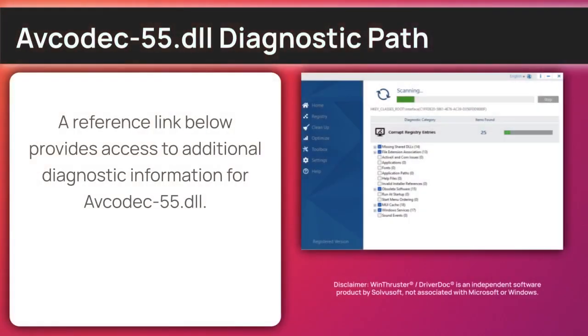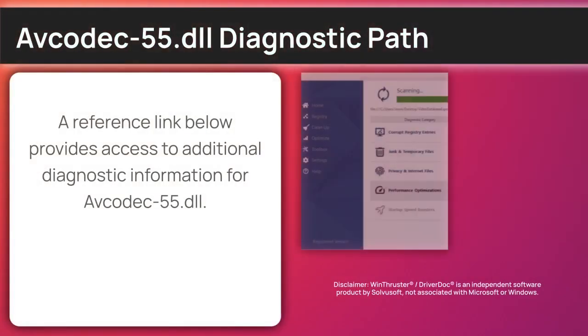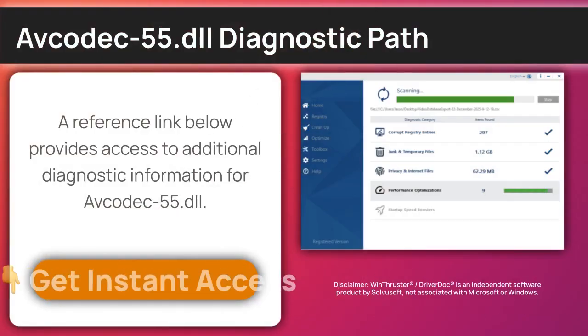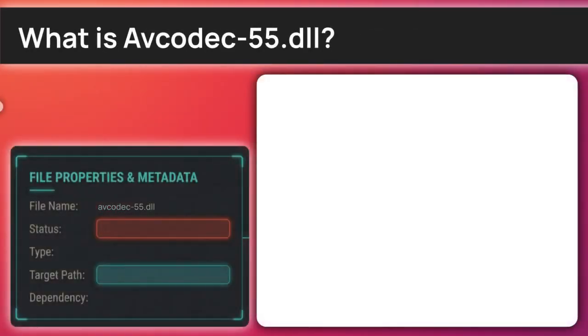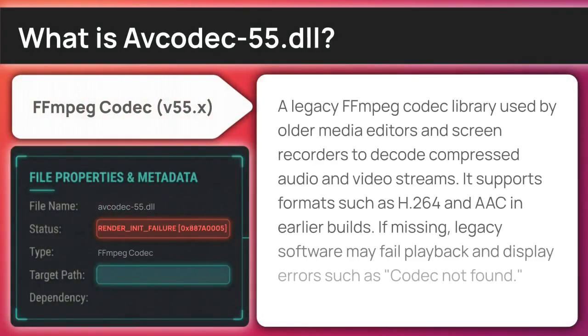To start our guide for audio-video codec 55, you can follow the manual steps or use the suggested tool for workstation health. This is the audio-video codec 55, a legacy FFmpeg Codec library used by older media editors and screen recorders to decode compressed audio and video streams. It supports formats such as H.264 and AAC in earlier builds. If missing, legacy software may fail playback and display errors such as codec not found.